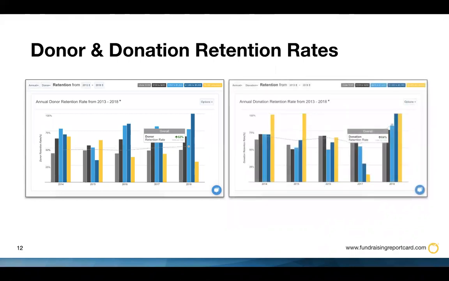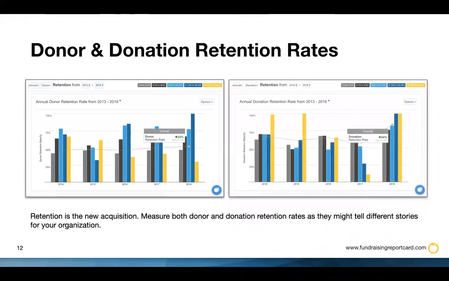And then on the right-hand side, what you can see here is their donation retention rate was up 84%, so it was even larger. So again, the data story is consistent with this organization. They were raising more money from fewer donors. So maybe they were not retaining as many donors, but they're retaining more revenue from those donors.